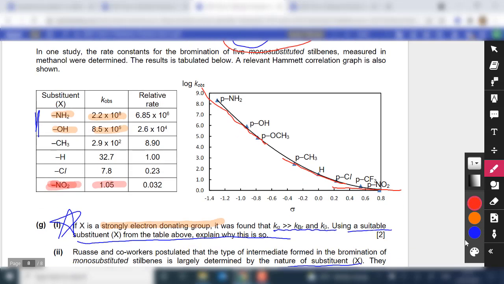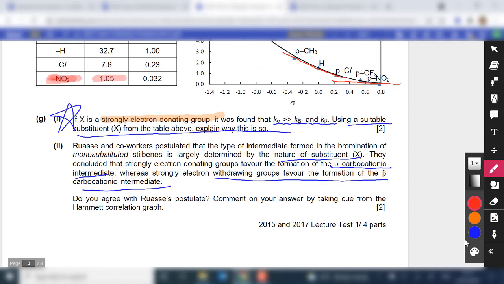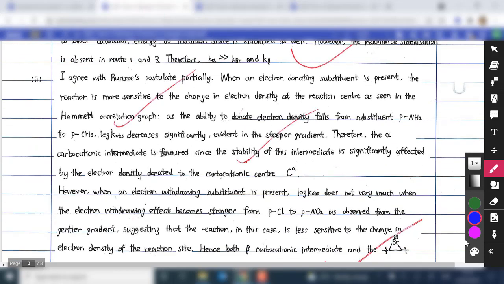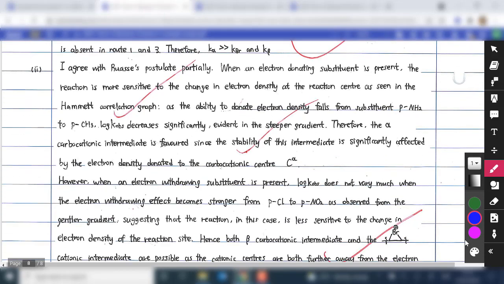from the graph, you can see that it does support a changing mechanism, okay, when my substituent changes from strong electron donating group to strong electron withdrawing groups. Okay, so in that sense, I would tend to agree, and let's see what your classmate wrote. Okay, so agree partially. Okay, so it's not too bad, it's a partial agreement.